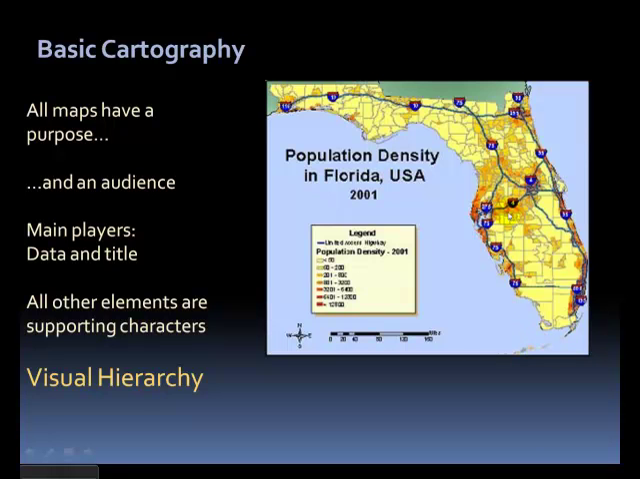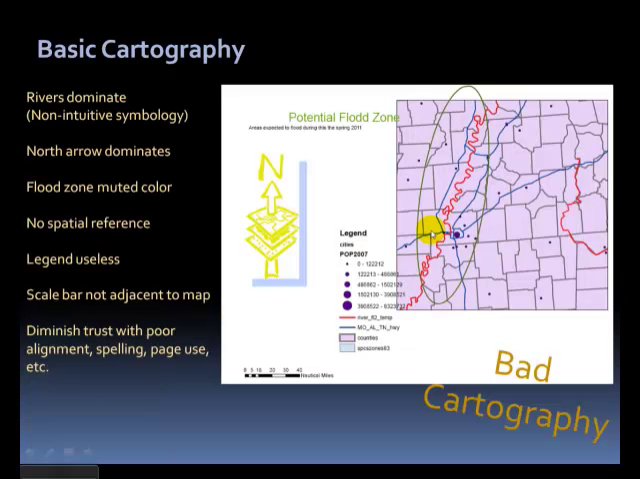Remember that the title and your data are the main players on your map. These feed the map's purpose. Everything else is a supporting character and should be kept in check. Alright, so here's an example of a really bad map.